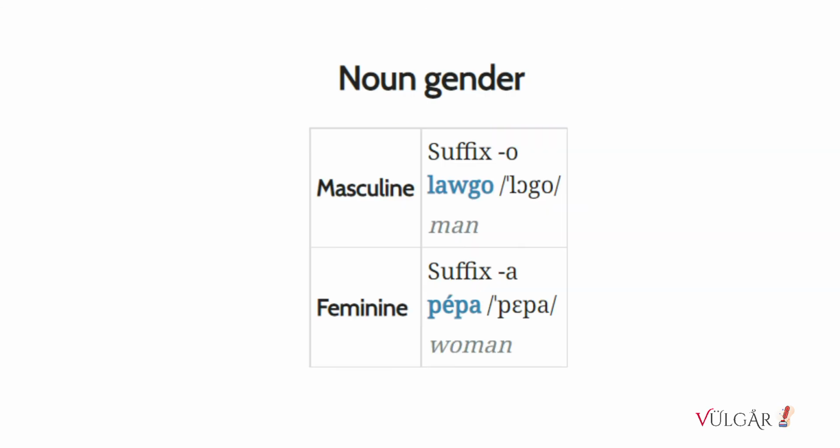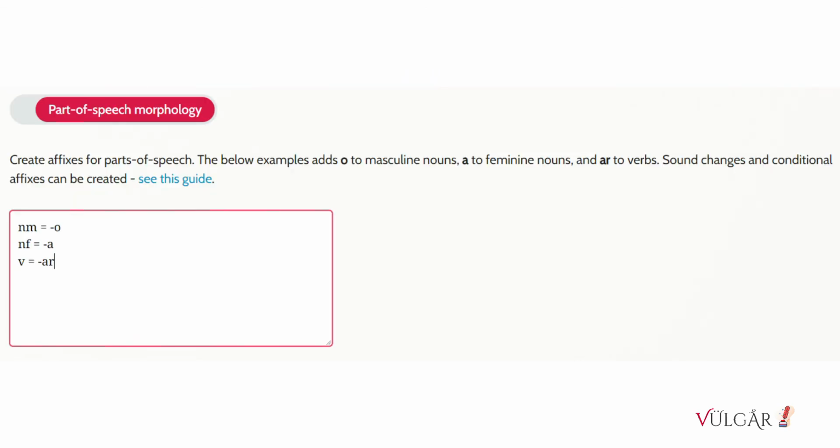Furthermore, having gender affixes in a table doesn't add the affixes to the base words in the dictionary. To add them to the base words, you can use the part of speech morphology option.